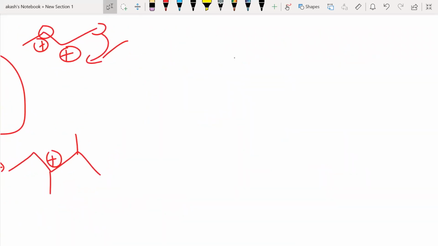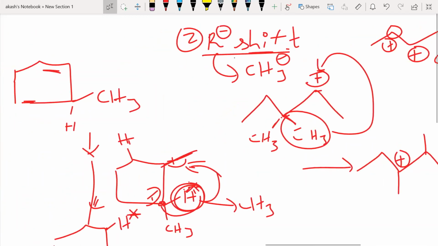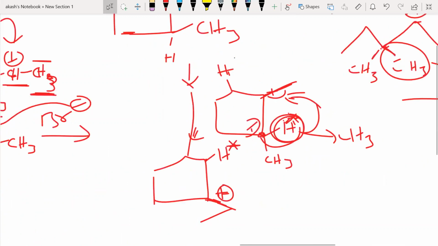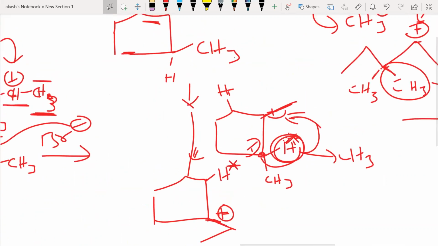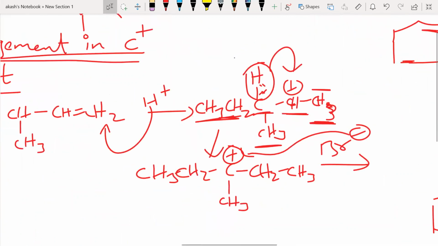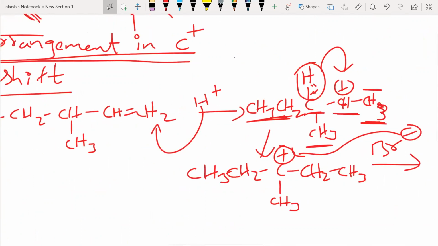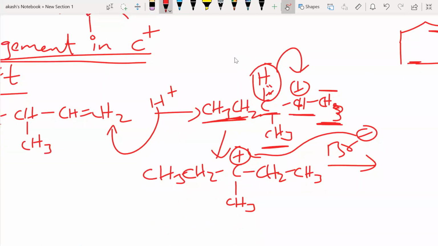Sir, I have a doubt in the previous example. Yes, tell me. The first one, sir. Okay, this one. So here we can also do the alkyl shift? Good. Okay, we'll see what happens. So instead of this hydrogen, you're telling this alkyl group can be shifted. Yes, sir. Okay. Now we'll see what happens there if this shifts here.